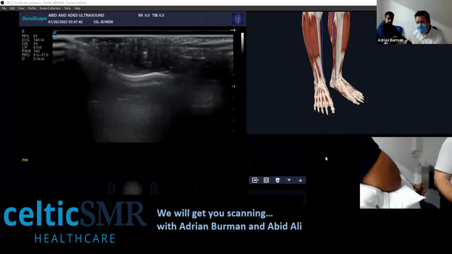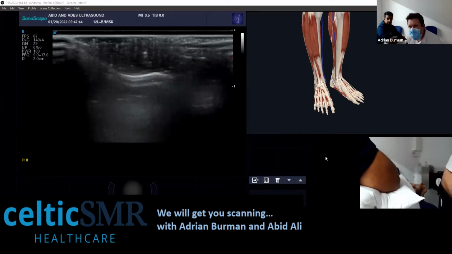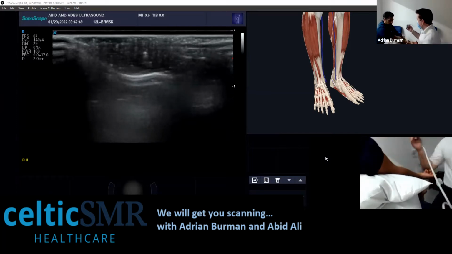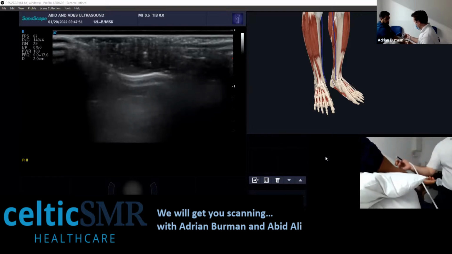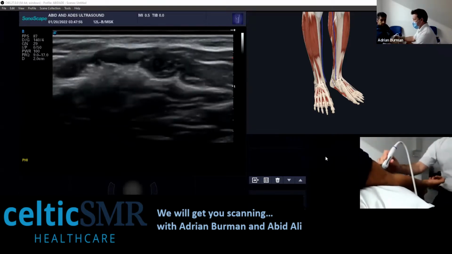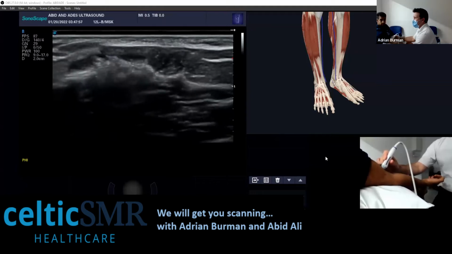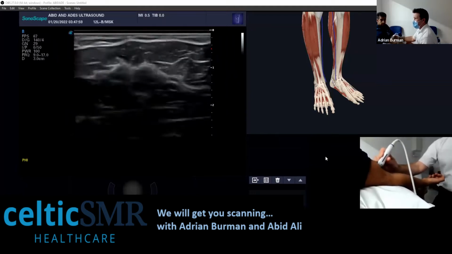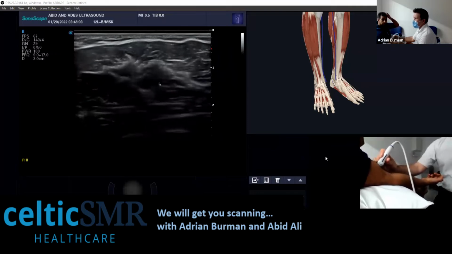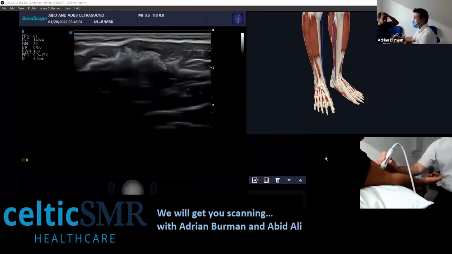So, anything else? No. Okay, well, let's have a look at something else. Maybe the biceps tendon. So here you can see the central portion of the tendon of the biceps. Okay, so if you follow that down, all this is going to join to form the tendon.